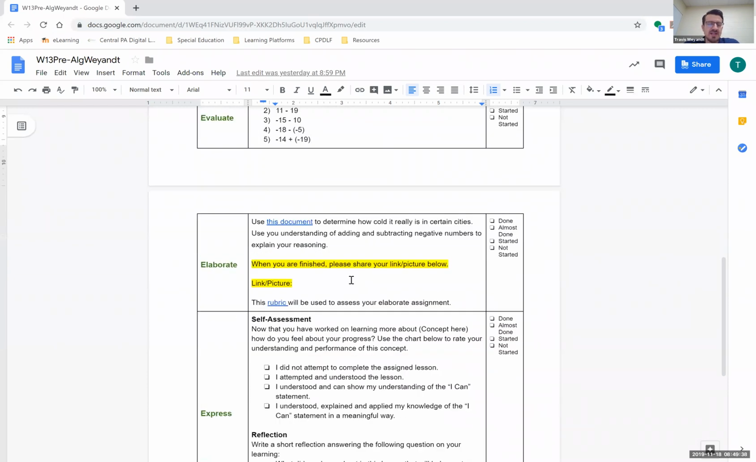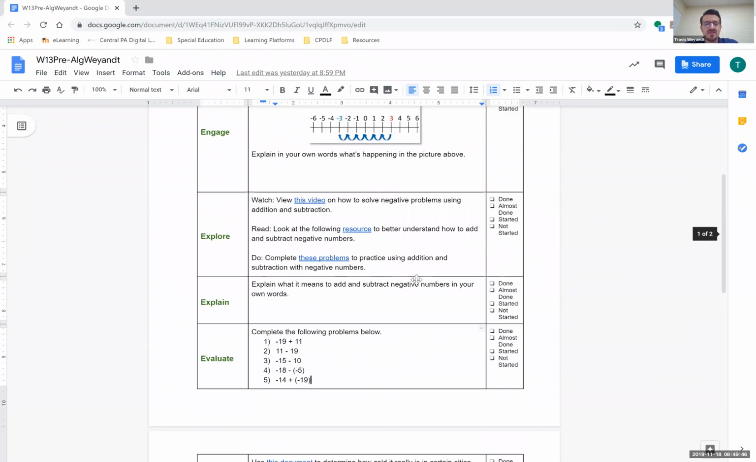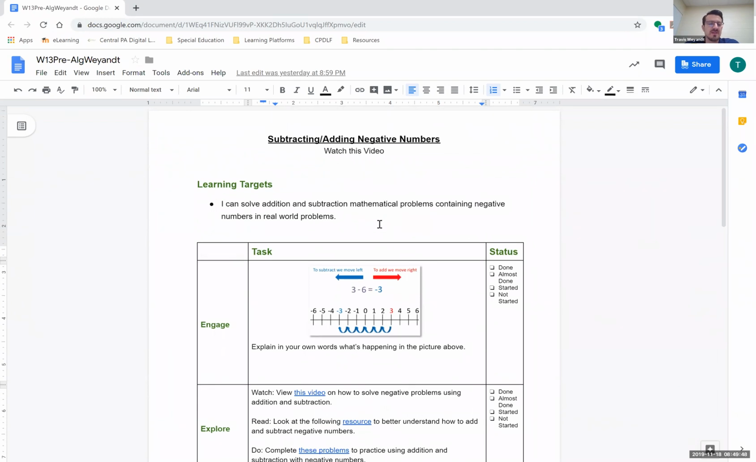And then elaborate, I give you a real world problem, a temperature problem, which is something that we use negative numbers with, to apply what you're learning in a real world setting. So again, hopefully by the end of this lesson, you can confidently say, I can solve addition and subtraction mathematical problems containing negative numbers in real world problems. And I hope that this lesson gives you some more basic understanding of how negative numbers work. And it's just another support for you as you move through this unit.